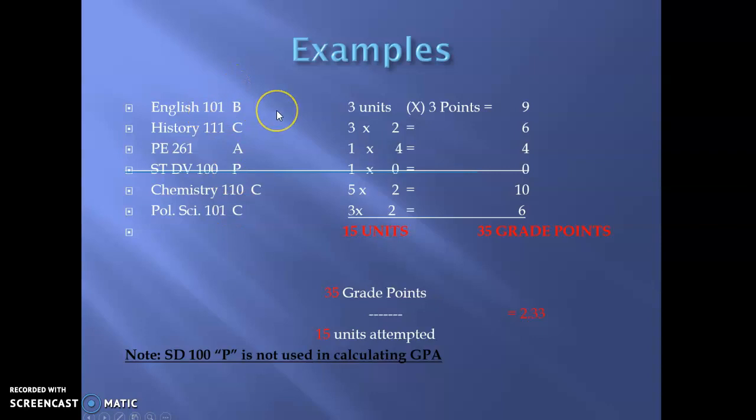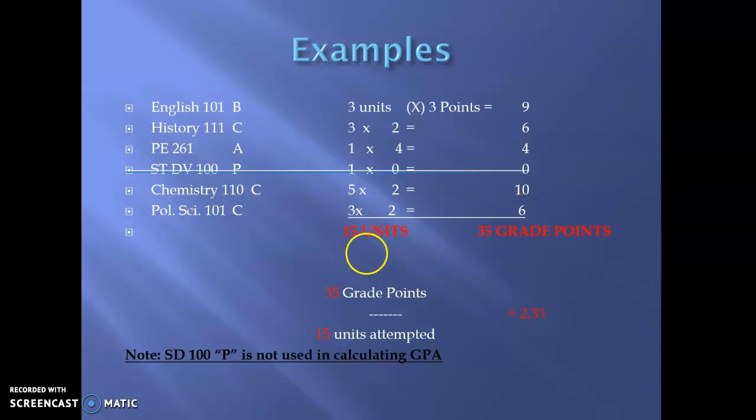So for English 101, the student gets 9 point values because it's 3 units times 3 point values, 9. For History 111, the student gets 6 point values because the letter grade of C will give the student 2 points, and we multiply it by the unit value. Student gets 4 point values for the PE 261. Remember, our Student Development is pass, no pass, so we mark it off. We exit out because it's not calculated in our GPA. Moving on, student will get 10 point values for Chemistry 110 and 6 point values for Political Science 101.